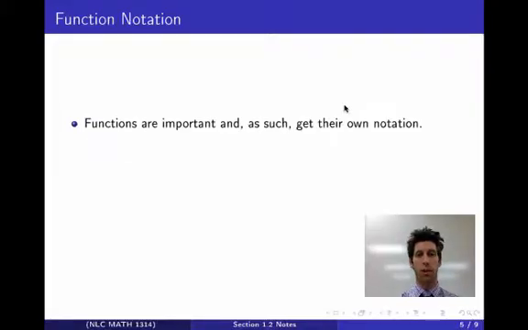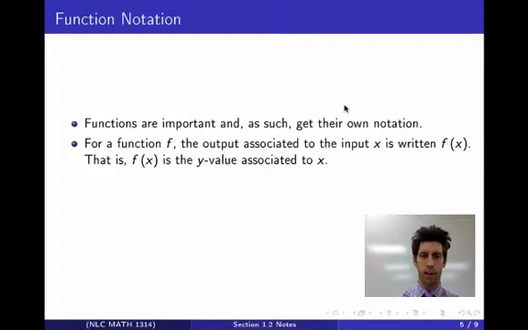Now we're going to discuss function notation. Functions are important enough that they get their own notation. Function notation is written with the name of the function, so let's say you have a function f, followed by parentheses, and then the input variable. Usually this is going to be an x, though not always. x's are common, t's are common as well. So the output associated with the input value x is written f of x. Another way to think about this is that f of x is the y value associated to the input x.